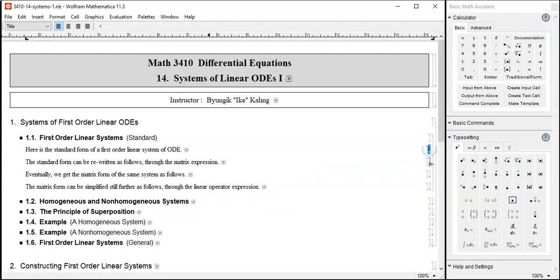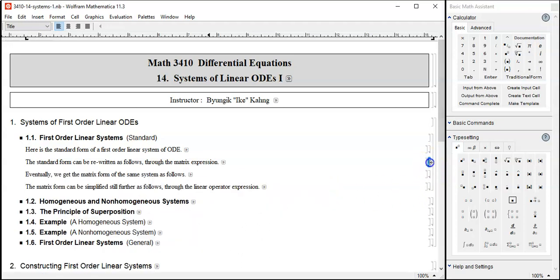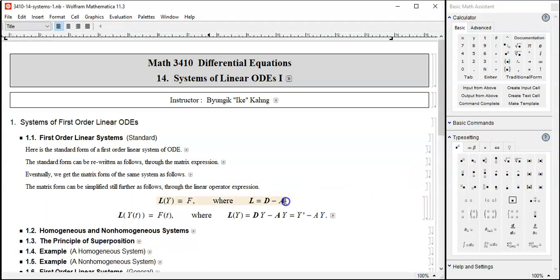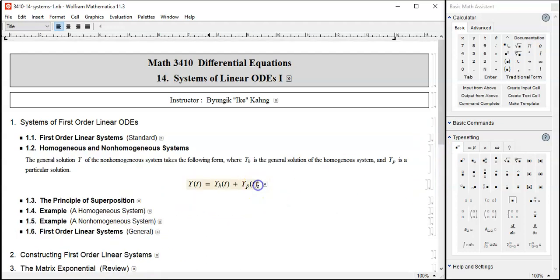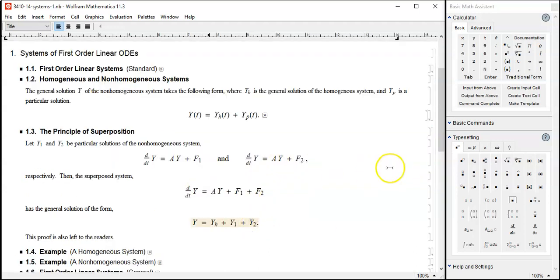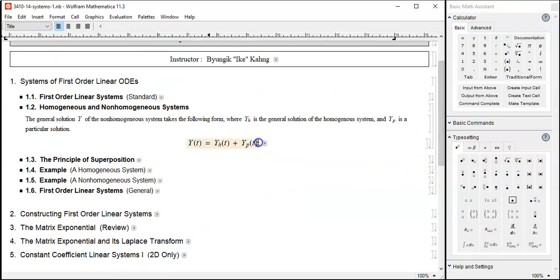And then, based upon the standard form, we develop the matrix expression, simplified further, and then finally, we can define the linear operator based upon those, so that we can apply the theory of linear operators as we did in chapter 4, and that resulted in this and that. I'm not really a fan of the principle of superposition, but this one's really important.